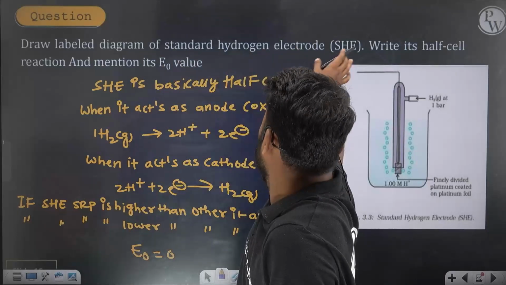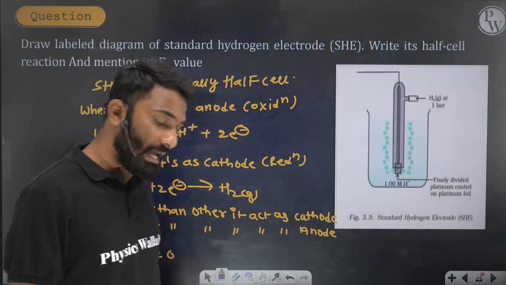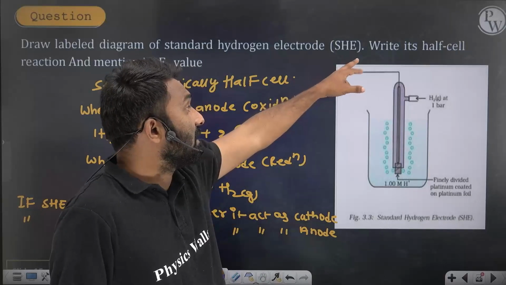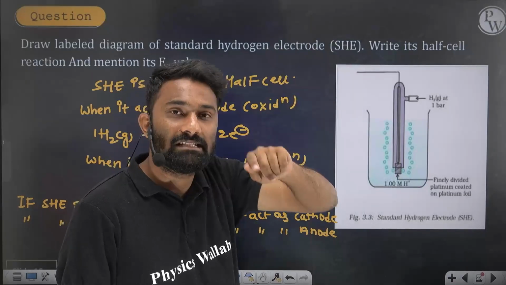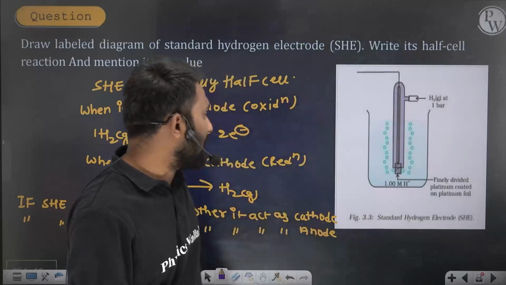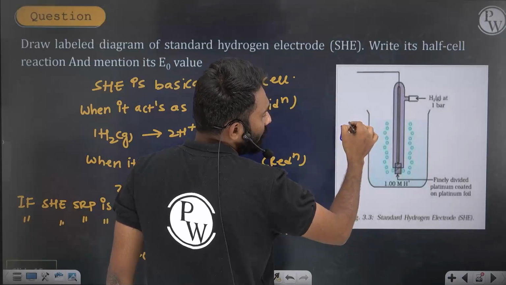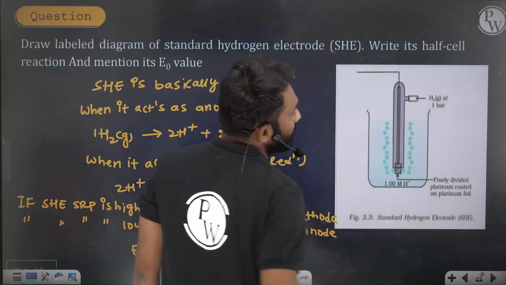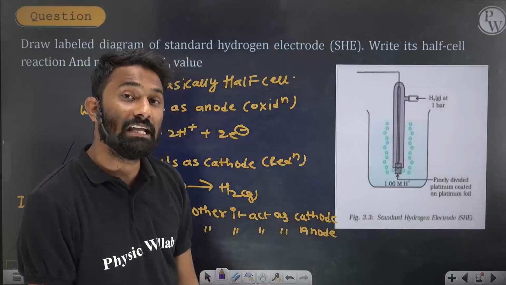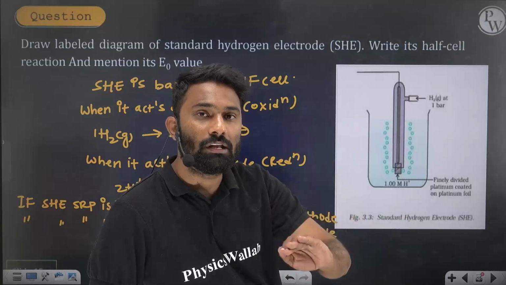Next, what are they asking? Write the half cell reaction and mention its E0 value. Now this standard hydrogen electrode will act as both the anode and the cathode. Now, they are asking to write the half cell reaction when it acts as the anode and when it acts as the cathode. This is the half cell. Now, let us assume you want to calculate the E0 value of copper, then SHE will act as the anode or cathode. The one which has the higher SRP will act as the cathode. The one which has the lower SRP will act as the anode.